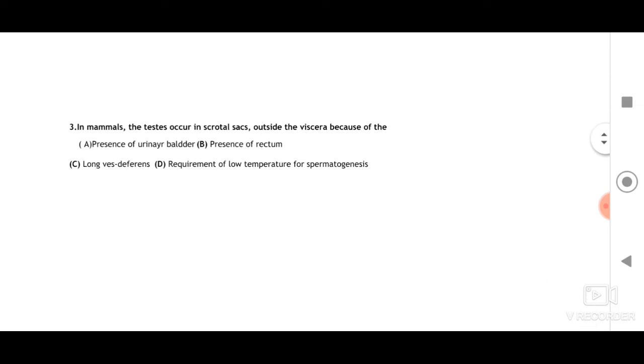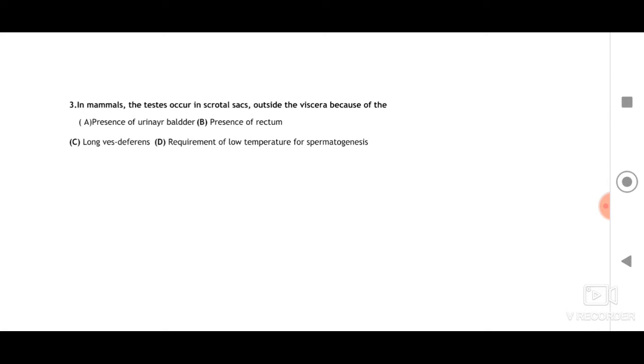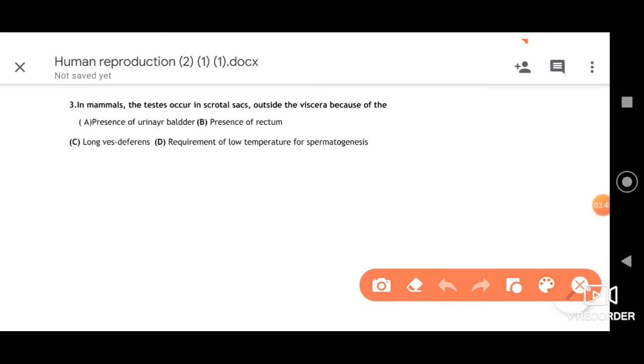The next question we have here is: in mammals the testes occur in scrotal sacs outside the viscera because of the. Here friends, let me explain this question. It's indeed interesting to note that of course the testes are located in the scrotal sacs. Why are they located in the scrotal sacs? Because the testes of course get protection first of all.